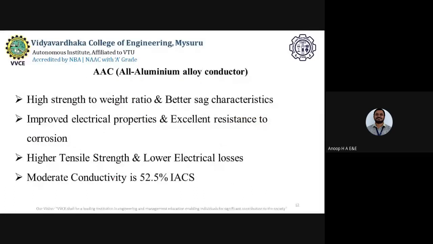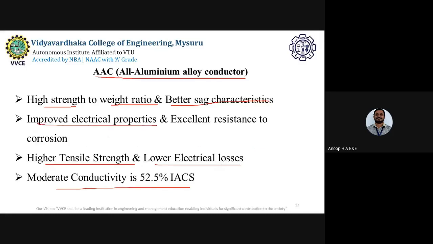We have all aluminum alloy conductor, which has higher strength to weight ratio and better sag characteristics. Next we have moderate conductivity, higher tensile strength and lower electrical losses. So how will you compute the electrical losses in a conductor? I squared R. Okay, I squared R. Generally, the current is taken. So I squared R will be the electrical losses that are present there.